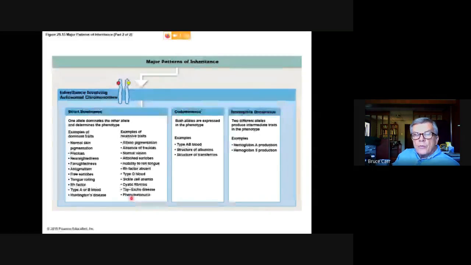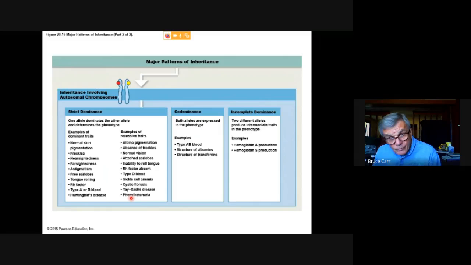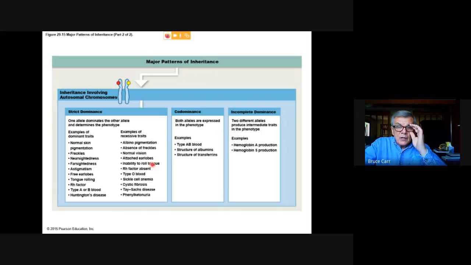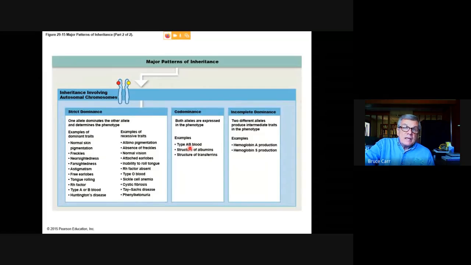Codominance. That's where the presence of each allele of the pair is expressed. So the most obvious example that we have available is type AB blood. So AO is type A, BO is type B. But AB is type AB, the presence of both, and the antigen and antibody factors that are present in the blood will be affected by this genotype. Codominance. The different alleles contribute to the structure of albumins, those blood proteins, and also to transferrins, transport proteins.